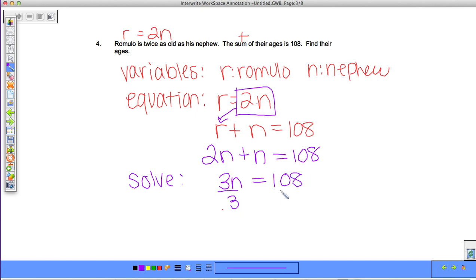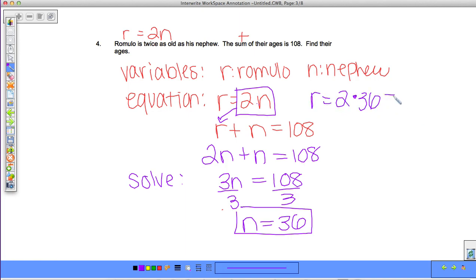Divide by 3 on both sides. And we know that his nephew is 36 years old. I want to find both of their ages, so I'm going to go back up here to my equation for Romulo. I know that his nephew is 36, so I'm just going to plug in 36 for n. And we find out that Romulo is 72. Now, I told you to make sure your answers make sense. Well, 72 is twice as old as 36, and 36 plus 72 equals 108, so I know we did it correctly.